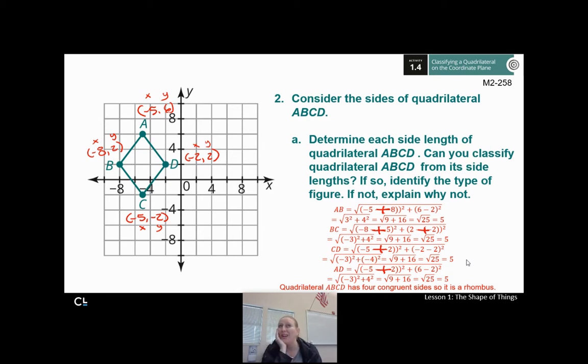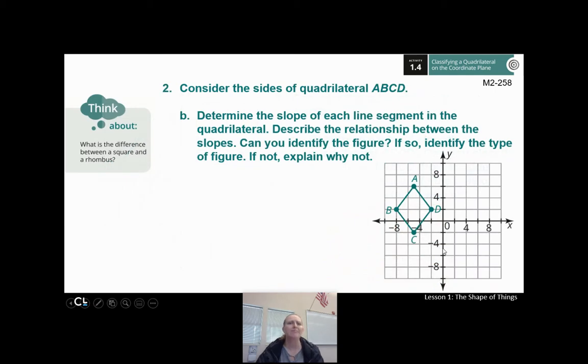In order to know if it's a square, I would have to know about its angles, right? I'd have to know about those slopes if I wanted to know if they were perpendicular or not. So that takes us to part B. I bet you're not surprised. Part B, determine the slope of each line segment in our quadrilateral and then describe that relationship. Are they opposite reciprocals? Are they perpendicular? And this should tell us, is this a square or is it just a rhombus? Go ahead and hit pause to find those slopes and figure this out, and then hit play when you're ready to check your work.